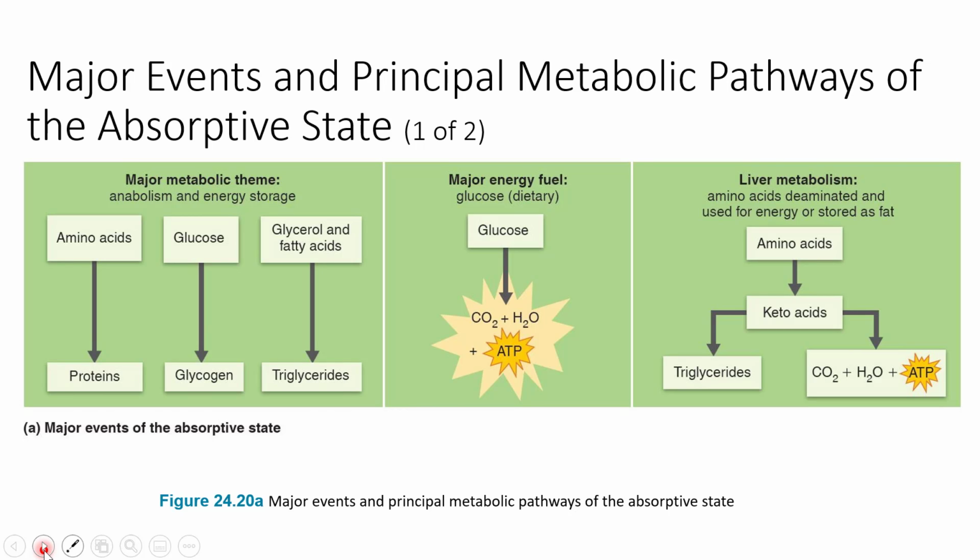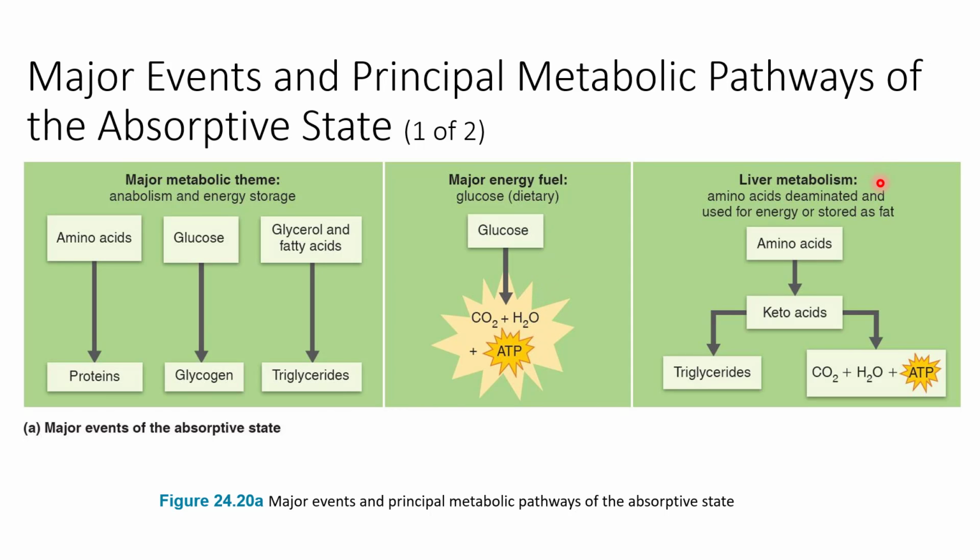Here are the major events and the principal metabolic pathways of the absorptive state. Amino acids are converted to proteins. Glucose is converted to glycogen. Glycerol and fatty acids are converted to triglycerides. These are all anabolic. Our major energy fuel is glucose, which is broken down into ATP.